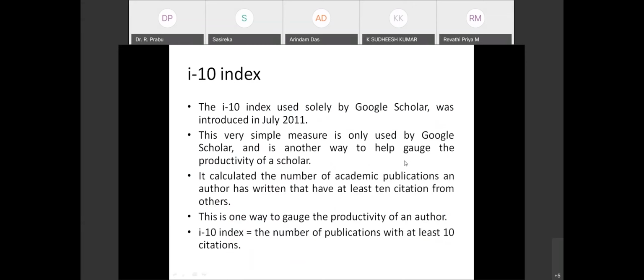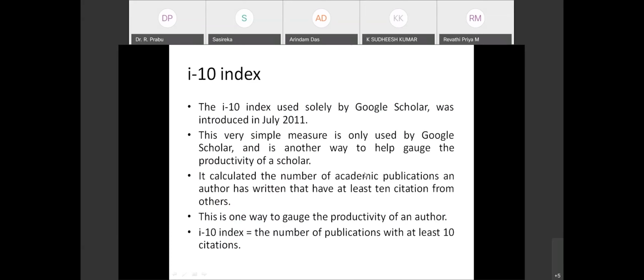This I-10 index is used solely by Google Scholar, and was introduced in July 2012. This is a very simple measure, only used by Google Scholar, and you cannot find this I-10 index in Web of Science or Scopus. You can find it only in Google Scholar, a product of Google. So this also helps to measure the productivity of a scholar.